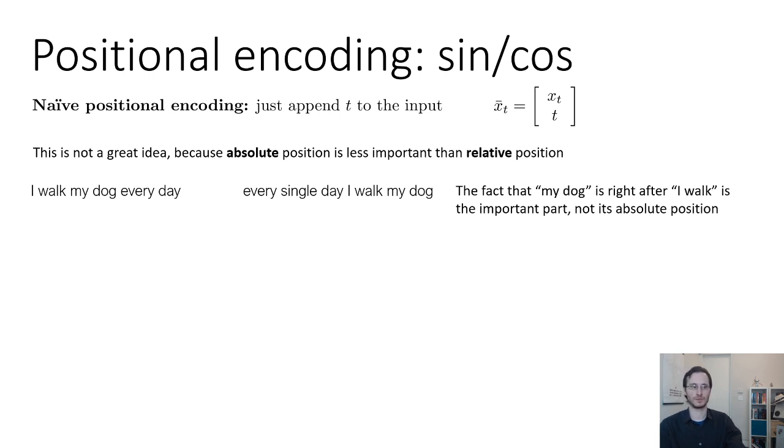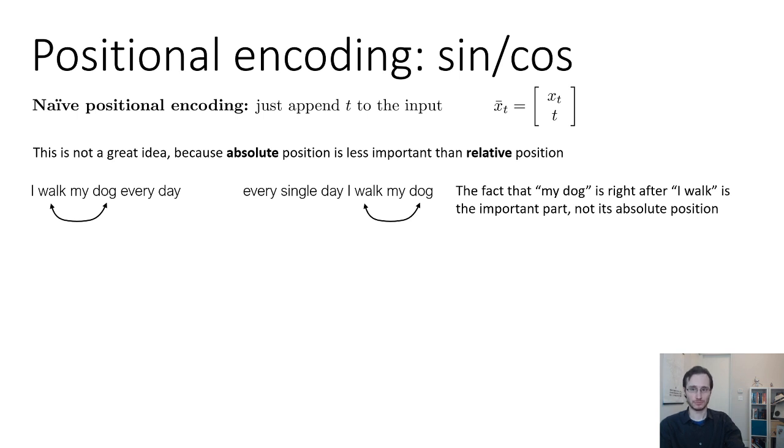So if for example, someone asks me a question, what do you walk every day? Well, you look at the thing that follows "I walk." You don't look at the thing at position 3 and 4, right? So the thing that's important about "my dog" is where it is relative to the other words in the sentence, not what its absolute index in the sentence is. So it's really these relative positions that are important. So we could come up with a positional encoding that pays more attention to relative positions than it does to absolute positions.